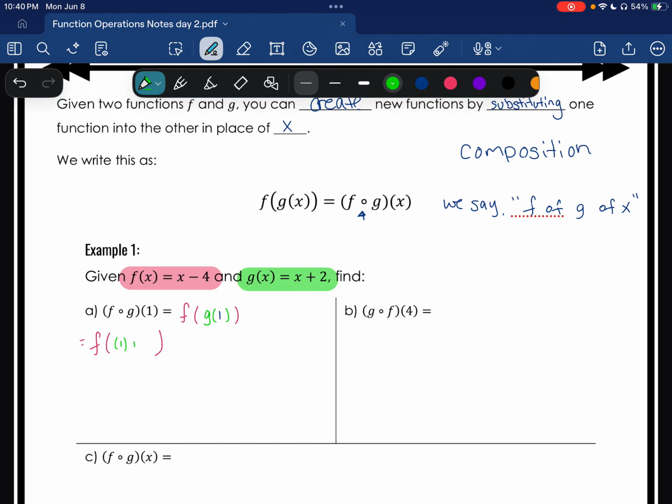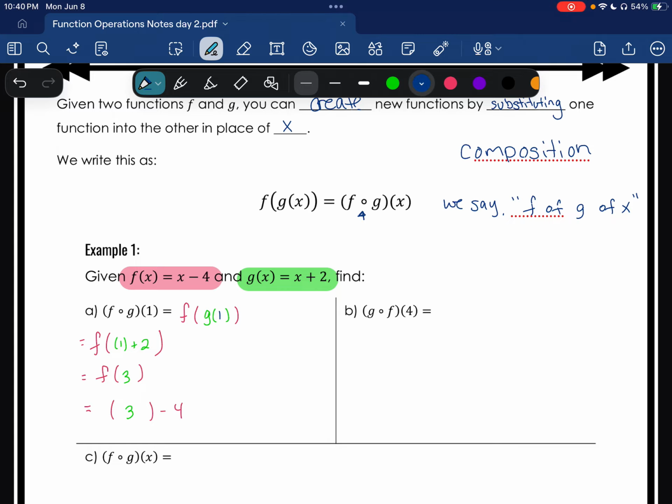So that means in function f, we are plugging in 3. What is my function f? My function f was x minus 4. Plugging in 3, I've got 3 minus 4, and that's negative 1. Look at that, guys, you just did your first composition.